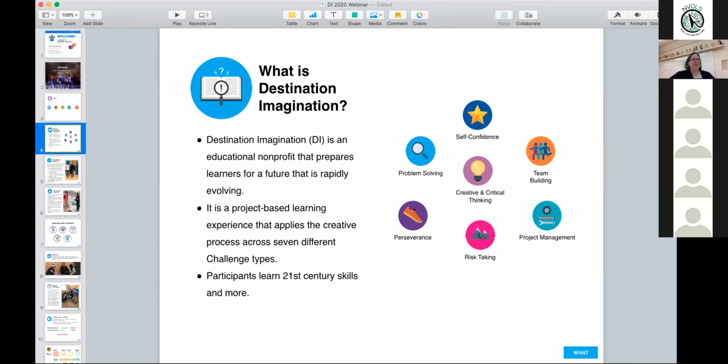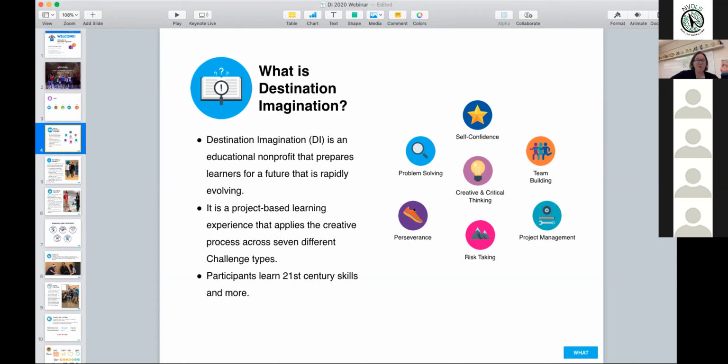And the way it does that is it is a project-based learning experience, and it applies that creative process across 7 different challenge types. And their goal is to use this sort of edu-speak term to help participants learn 21st century skills and more.